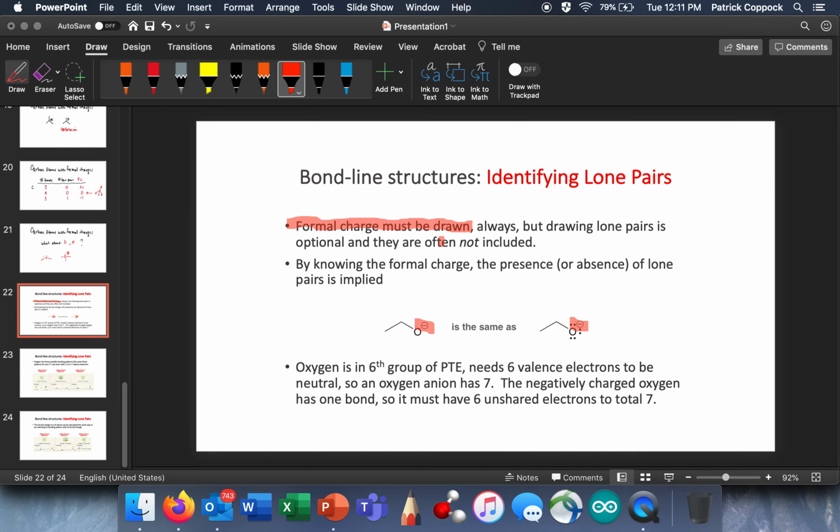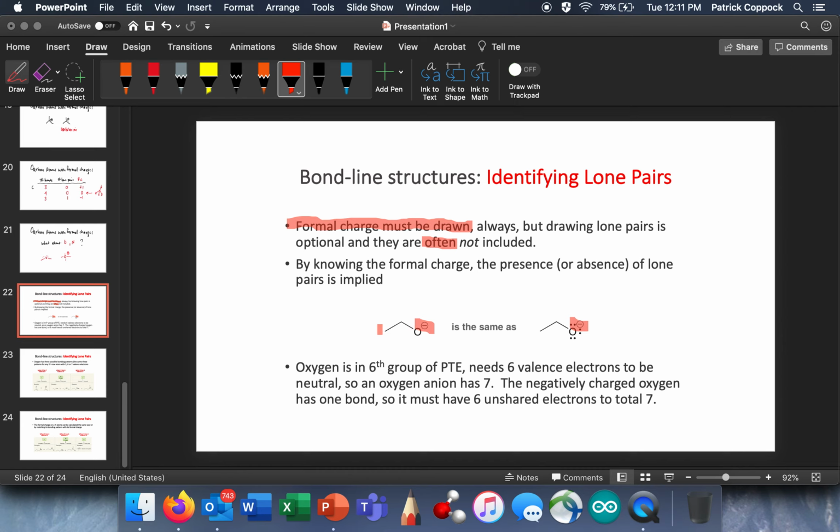And here I borrowed the slide from our publisher. There, I wouldn't say often not included. I would say I draw them more often than not because I'm not always sure when I'm going to need them, right? So I'm sort of in the habit of drawing those out. And I recommend the same, although it's not, I would say, required unless the question stem says draw all lone pairs, right? Now, by knowing the formal charge, of course, you know if a lone pair is there or not.